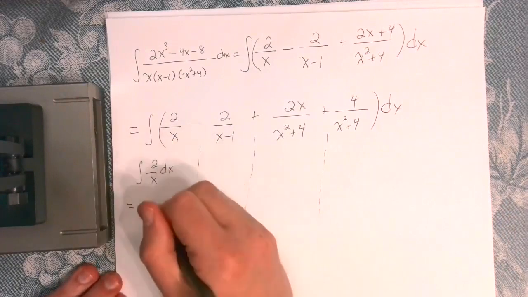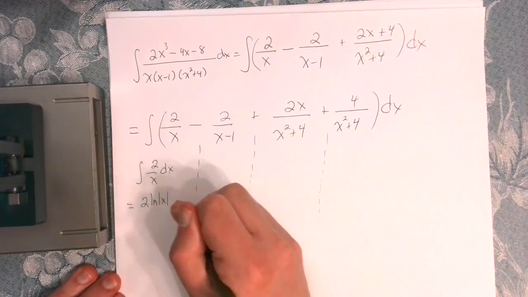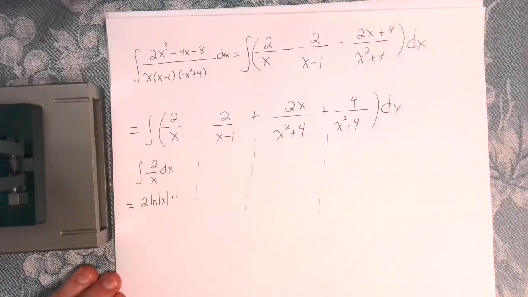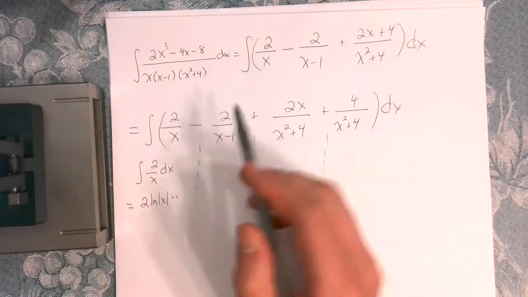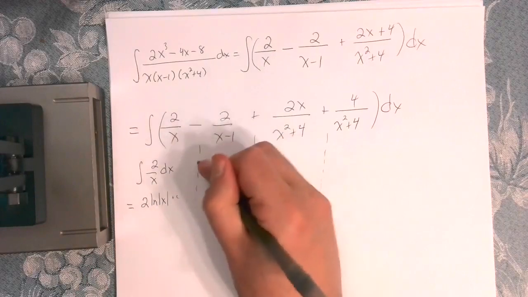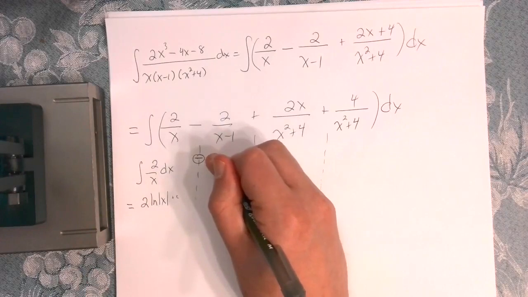Okay, so here's our first. This is 2 times the natural log of x plus tiny c, right? The downstairs power is 1, so it's a natural log form. I should write it out.